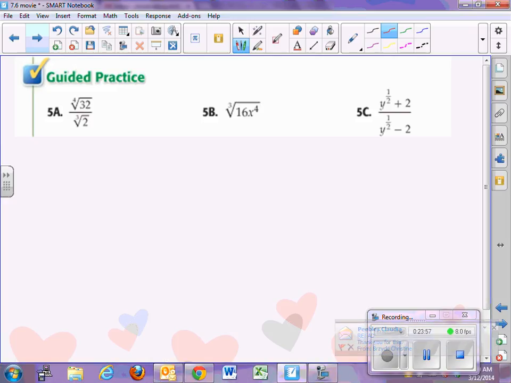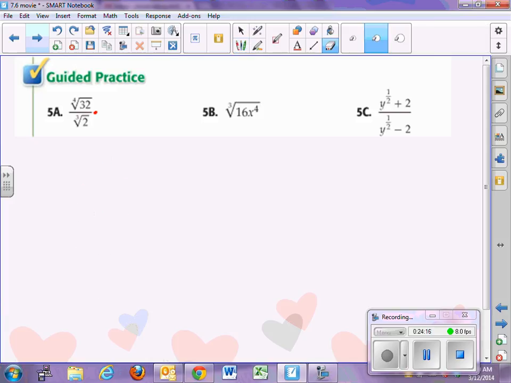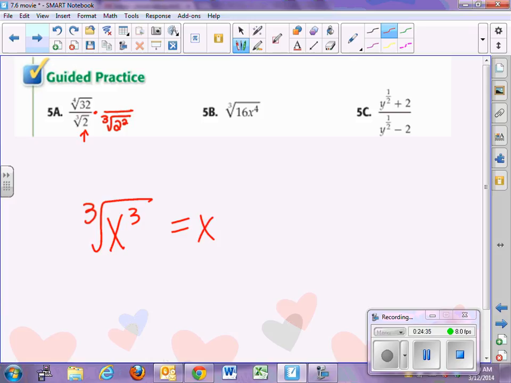The thing about 5A is that in order to get rid of the radical, you have to have, don't write this, the third root of 2 to the third power. Because the 3's will cancel. That's like 2 to the 1/3 power raised to the third power, which is 2 to the 1 power. And then you'd be happy. So what you have to do is multiply the bottom by the cube root of 2 squared. Why? Because right here we only have one 2. We need 2 more 2's so that we have three 2's. It's kind of like the third root of x to the third is just x.